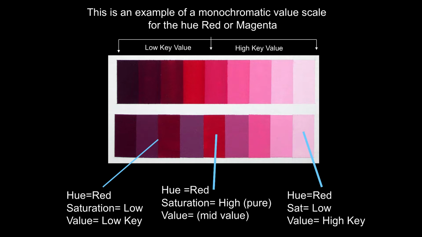If we think about hue, saturation, and value, the hue red is constant. The actual color is not changing, but what is changing is value and saturation. As I add black to the color, the value gets lower, but so does the saturation. If you go to the right of the red, as I add white to it, the value gets higher, but the saturation also gets lower. So saturation is affected by adding any pigment that is black or white or its complement.